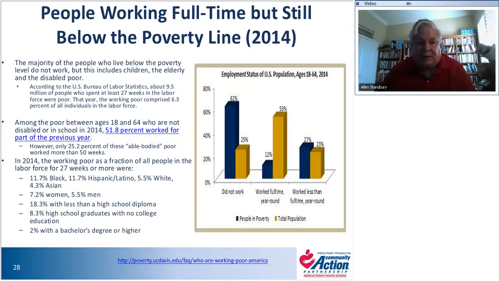Among the poor between ages 18 and 64 who are not disabled or in school, almost 52% work for part of the previous year. And you see that that's underlined. That means it's a link directly to the information source. And it also goes on to say that 25% of those are able-bodied poor who work more than 50 weeks a year. And then there's a breakup by ethnic minority and by education. Very useful graphic.